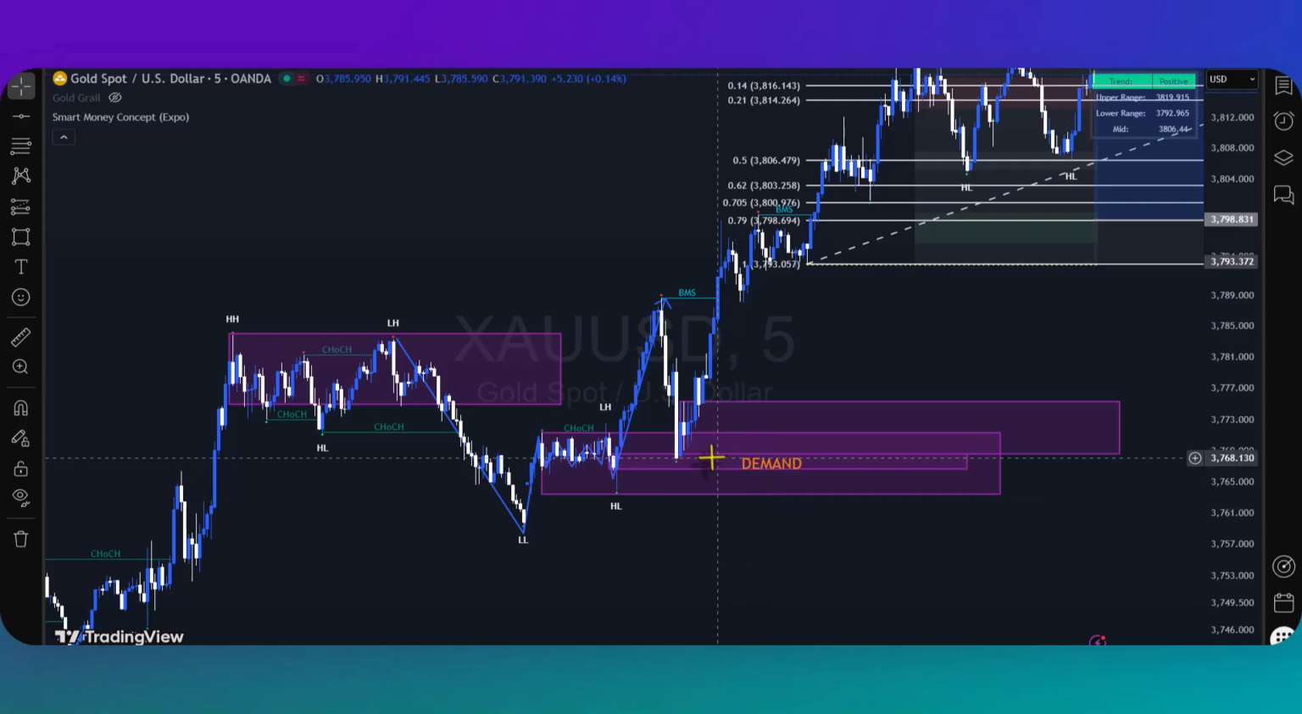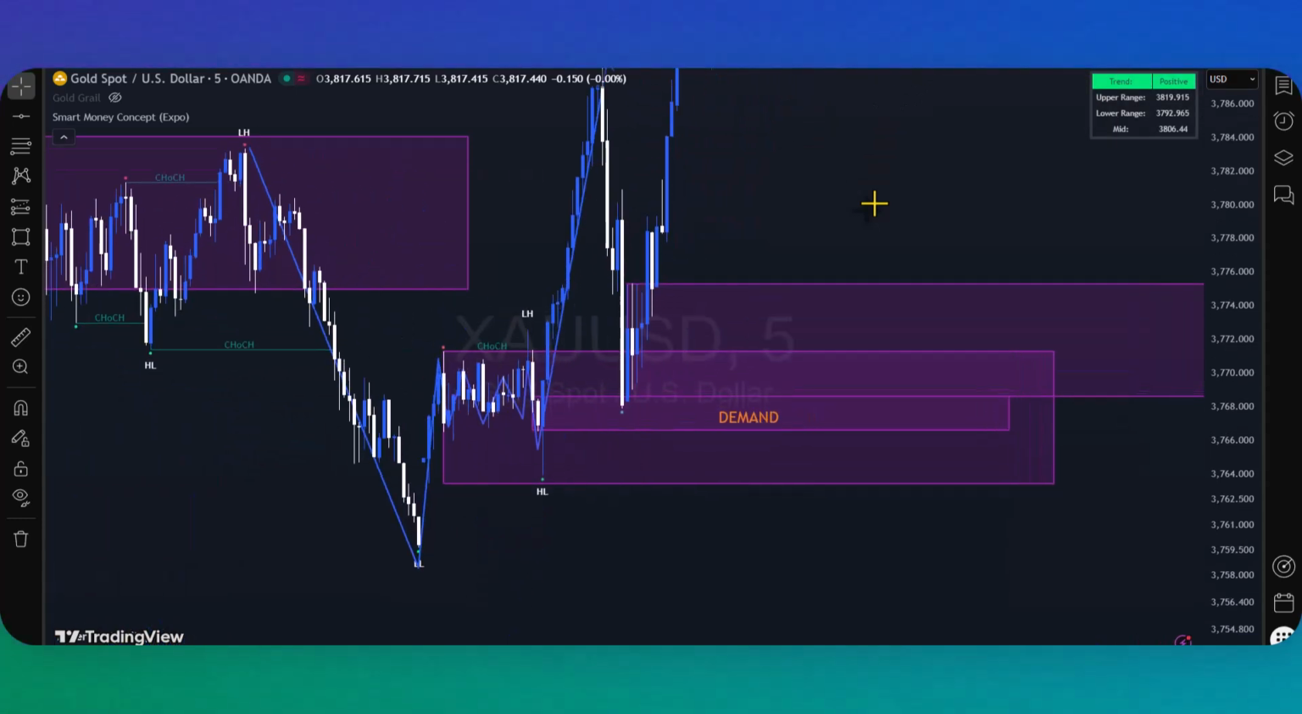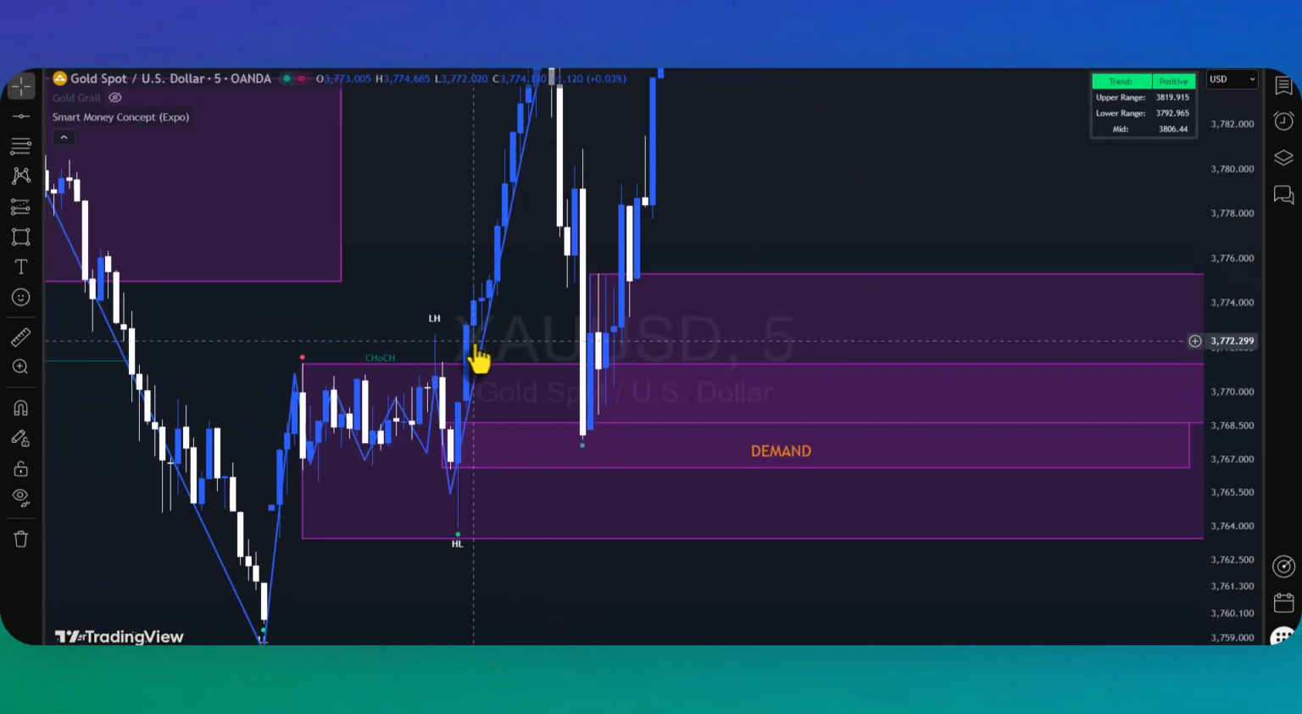Now, what do I expect? I expect price to tap into that demand zone, and I'm going to look for other confluences. Now, what can we notice? We can notice a 5 minute fair value gap.